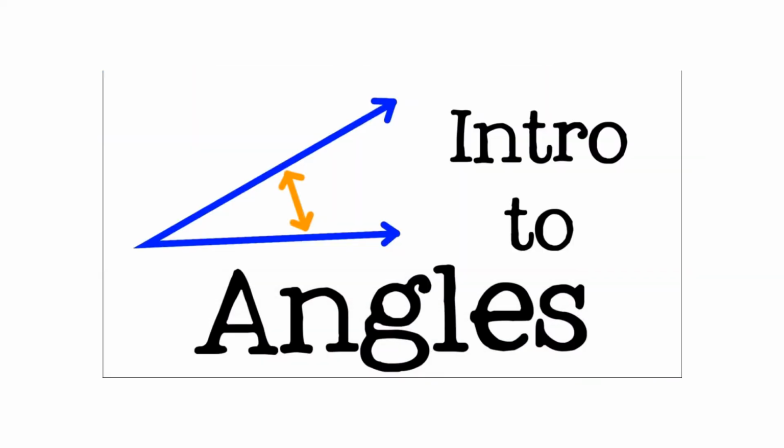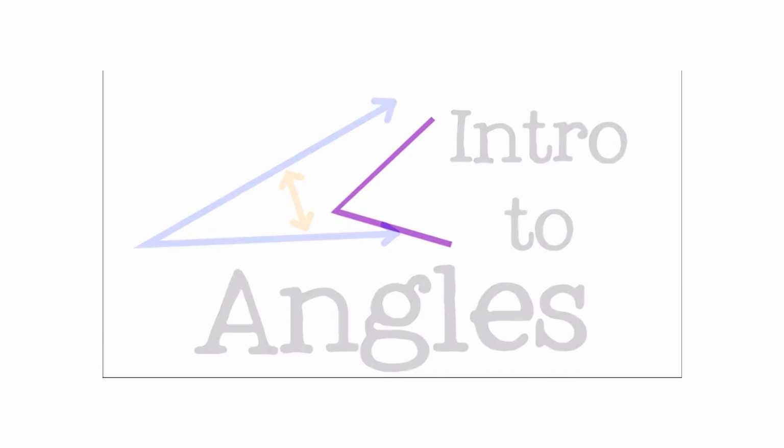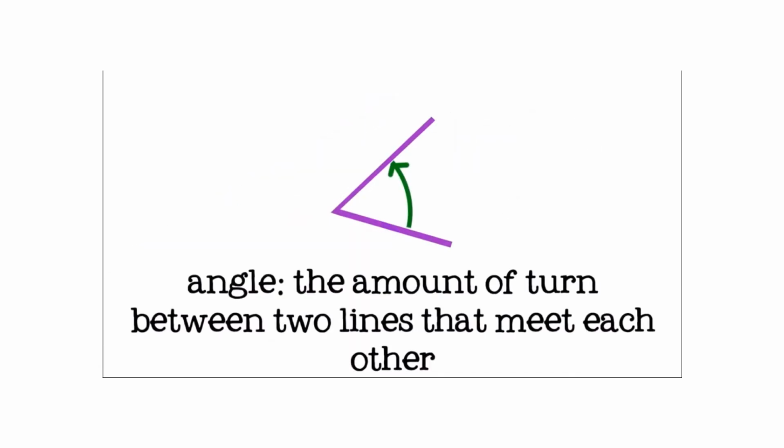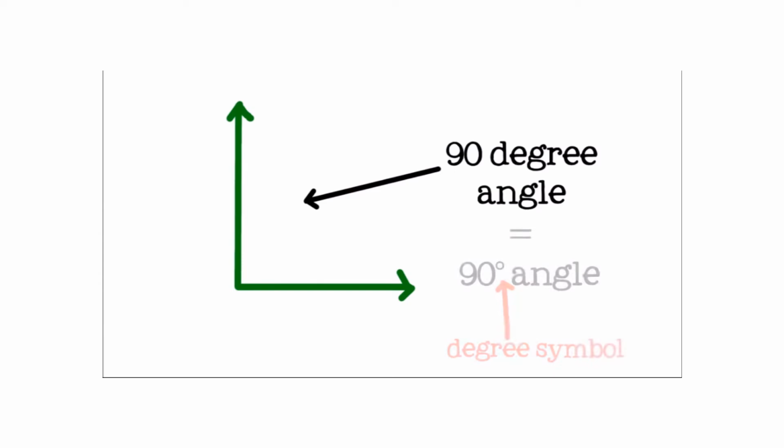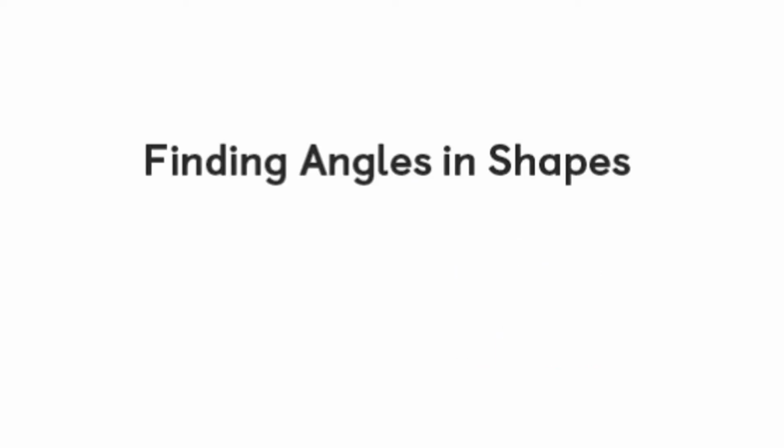Hi everyone, today we're going to talk about angles. An angle is the amount of turn or space between 2 lines that meet each other. When 2 lines meet at a point, or vertex, an angle is formed. The 2 lines are called the arms of the angle. Angles are measured in degrees, which is shown by this symbol. In today's lesson, we are going to be angle detectives, and we're going to be seeing if we can find angles in shapes.